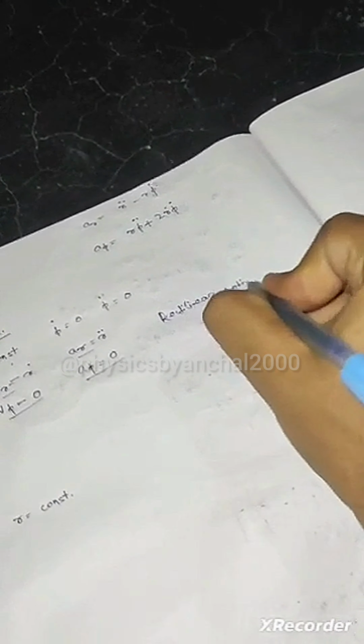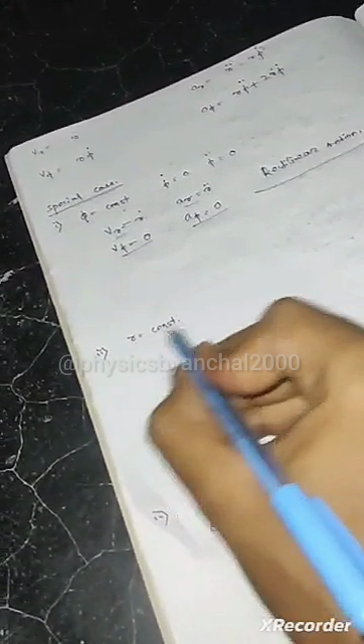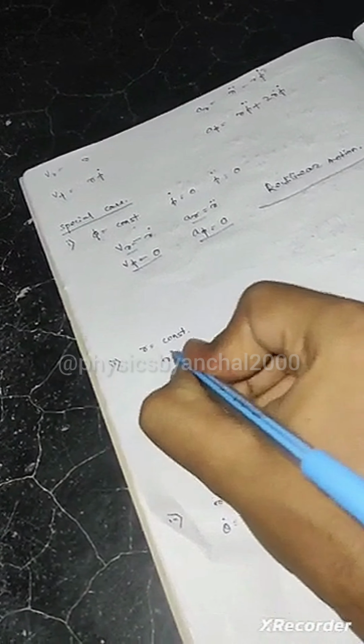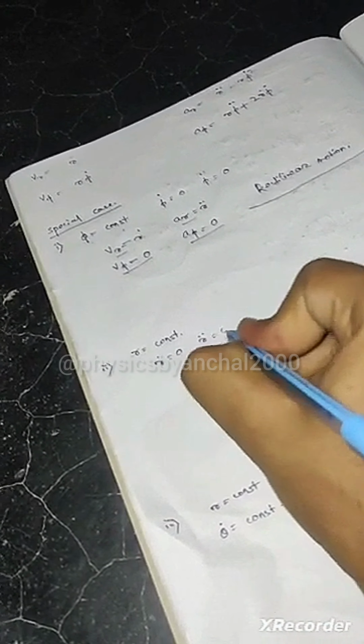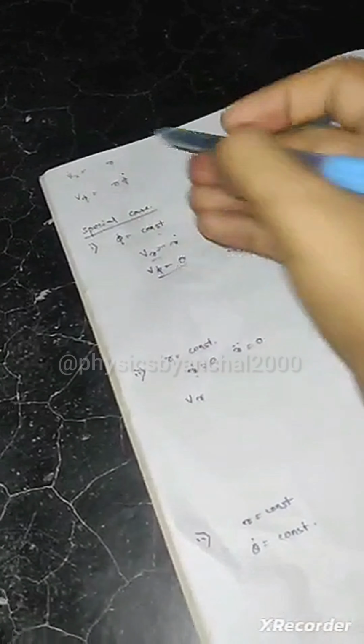Rectilinear motion. I hope you understand. Now see, what is the special case when r is equal to constant? When the radius is equal to constant, I can say r dot is equal to 0 and r double dot is equal to 0. If r dot is equal to 0 and r double dot is equal to 0, then what is Vr? Vr is equal to r dot, which is equal to 0.